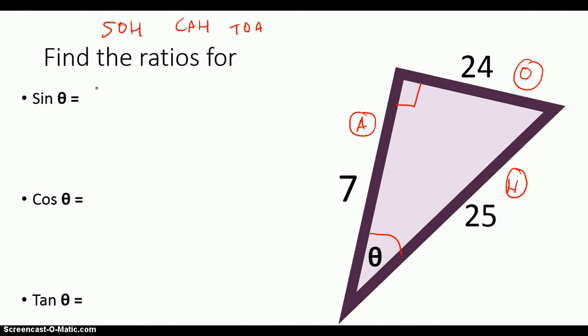Okay, so sine is the same as saying opposite over hypotenuse, which in this case is 24 over 25. Cos is the same as saying a over h, which is 7 over 25, and tan is o over a, which is 24 over 7. Hopefully you got that same answer as well.